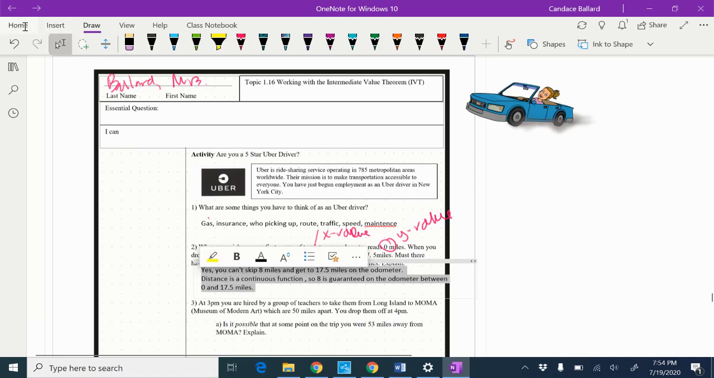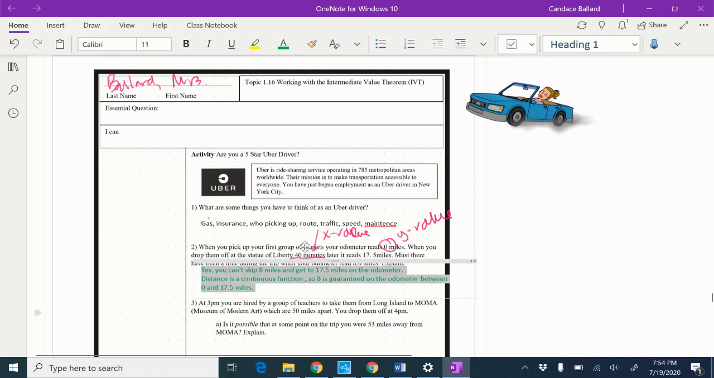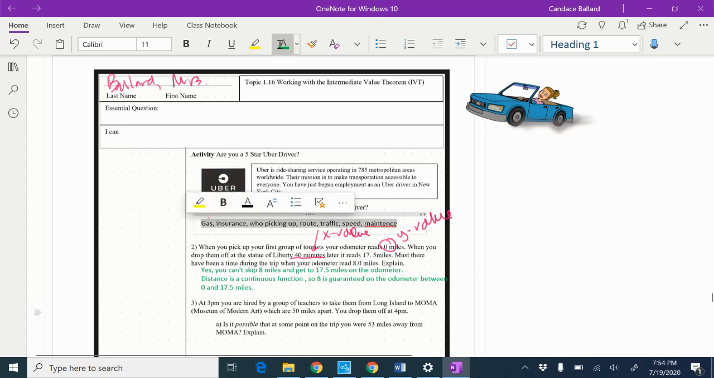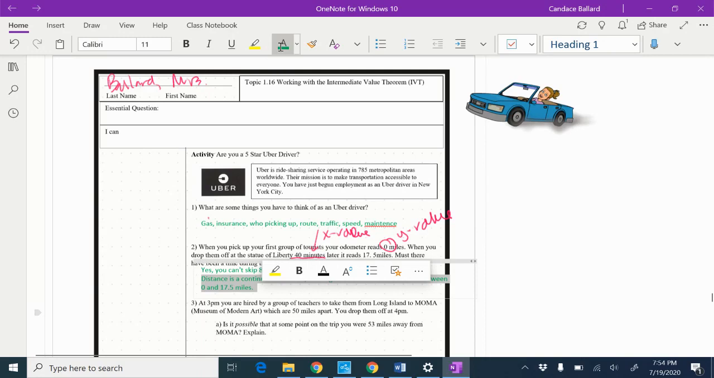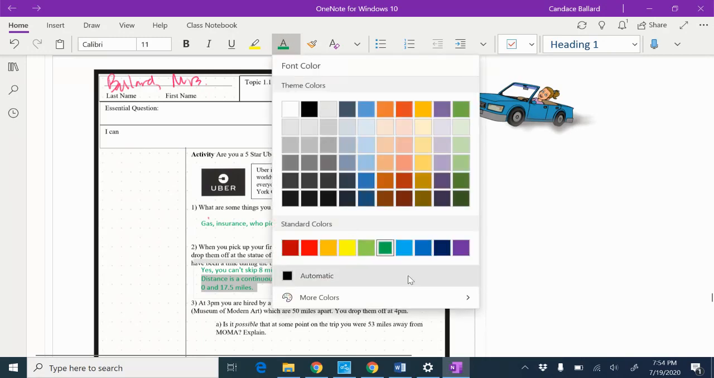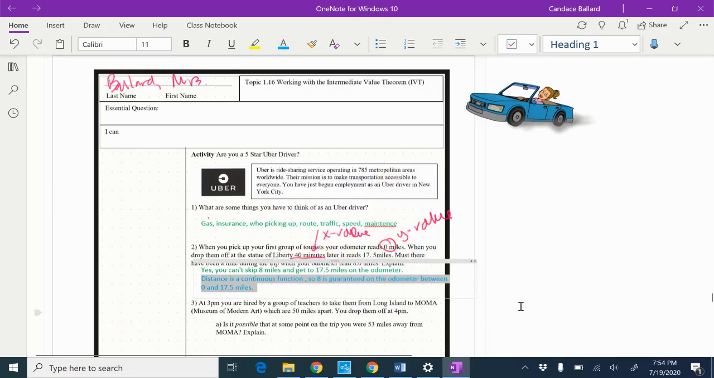I don't know if it'll let me change the color. Let's try. There we go. I'm just going to go with my misspelled maintenance word. In fact, I want to change this to something totally different because this is kind of like my commentary on it. All right. Probably can't read that now.